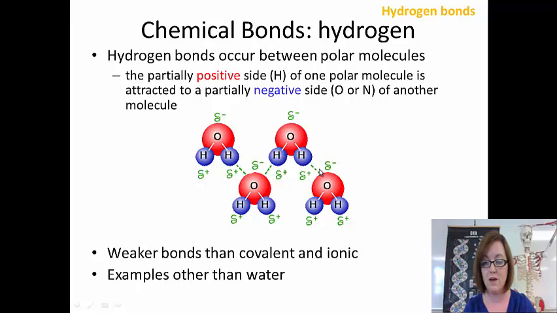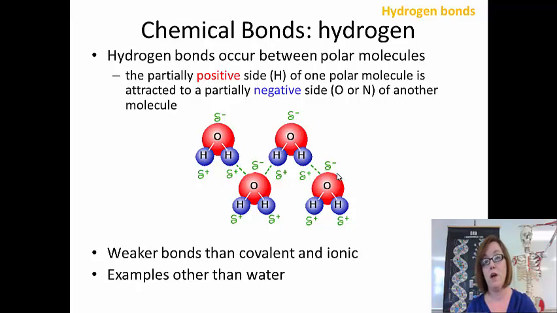Here's another hydrogen bond. Hydrogen bonds are often represented as dashed or dotted lines. Hydrogen bonds are the weakest of all the bond types. They're weaker than the covalent and the ionic. If you've ever jumped into a pool of water, you've broken the hydrogen bonds between water molecules. You probably notice that they're not that strong.